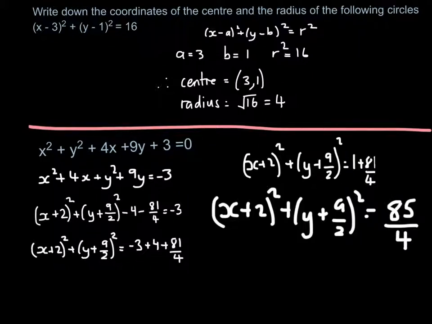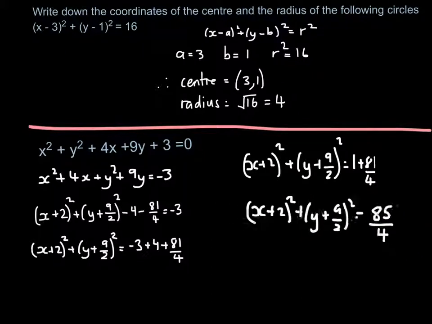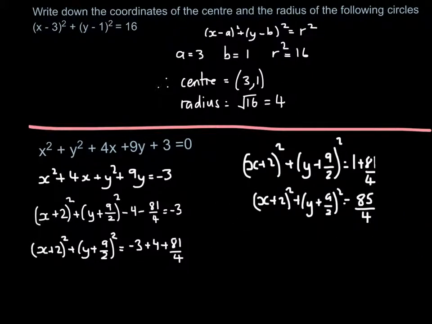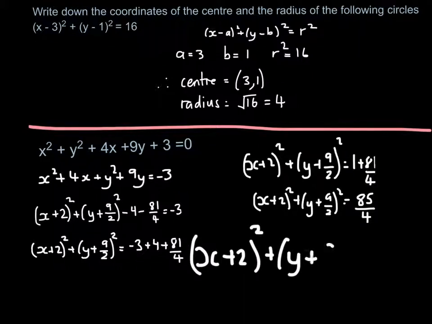And remember, to get a radius, we have to square root that fraction. Okay? So, to get what r is, I'm just going to put a square root sign over that, and then put a bracket around it, and put the squared bit out there. So we're going to write it in that equation of a circle form. So x plus 2 squared plus y plus 9 over 2 squared is going to be equal to the square root of 85 over 4.